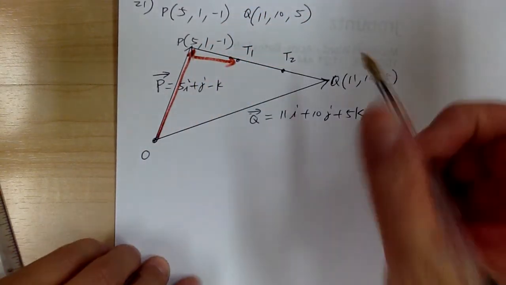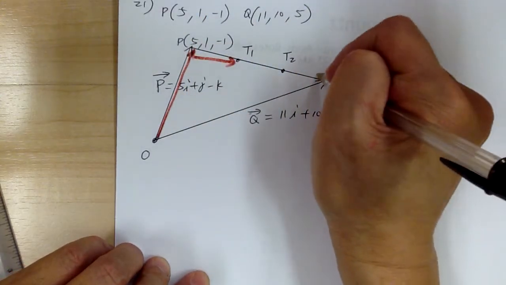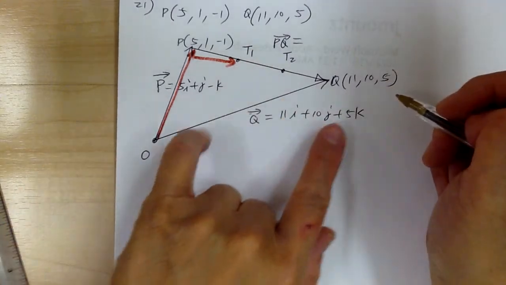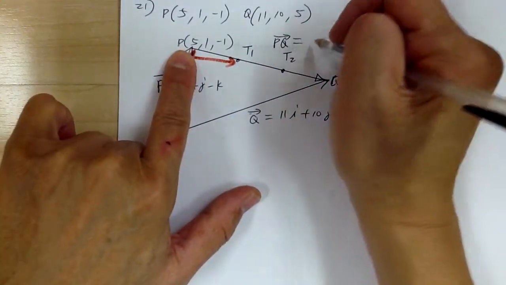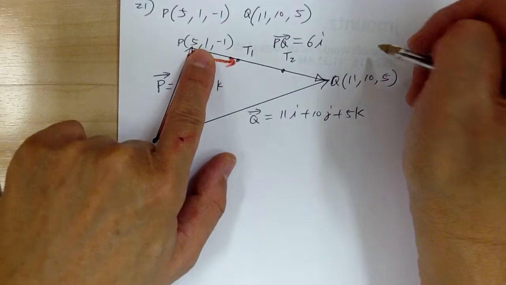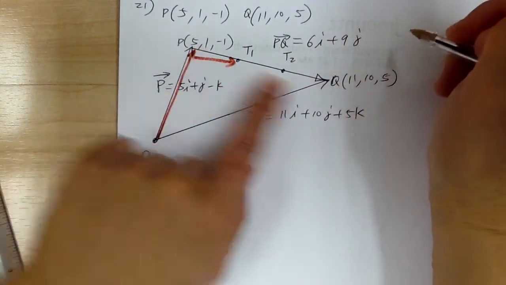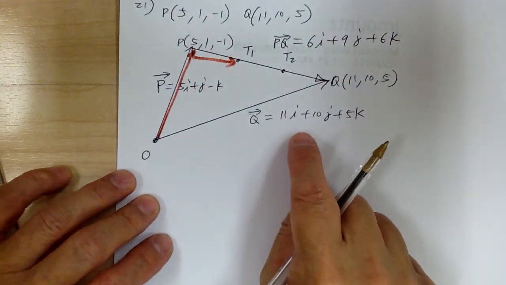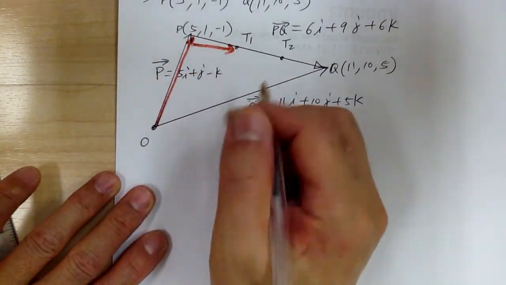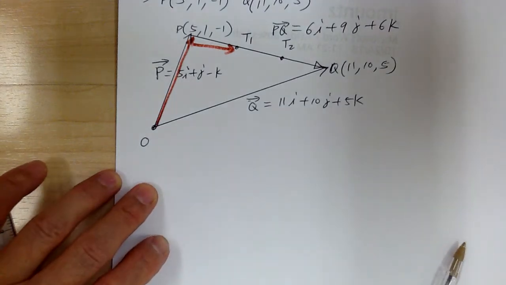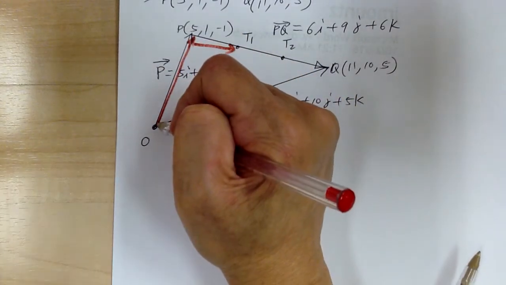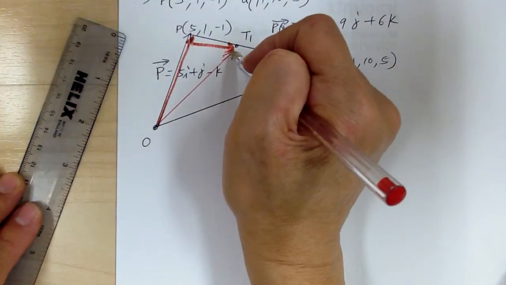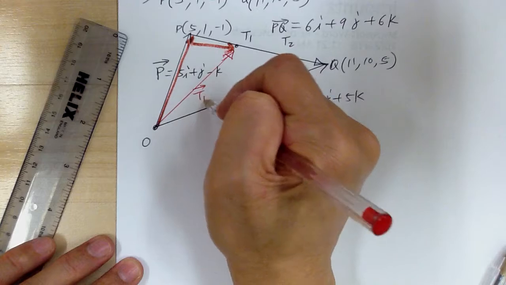But again, first, we need to get our PQ. So this vector over here, this is the PQ vector. So PQ vector, you just subtract, right? So 11 minus 5 will give you 6i. 10 minus 1 will give you 9j. 5 minus negative 1 will give you plus 6k. Okay. So by looking at this, you can see that T1, okay, so again, here's your vector T1. If you go in the direct path, okay, so that's your T1.